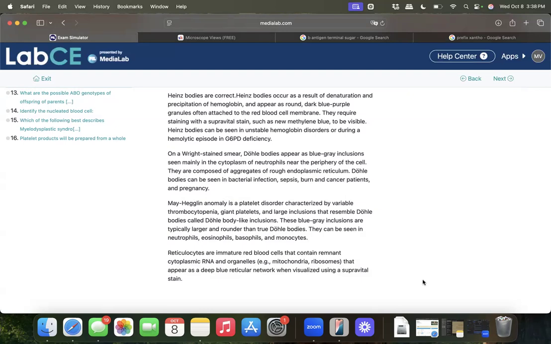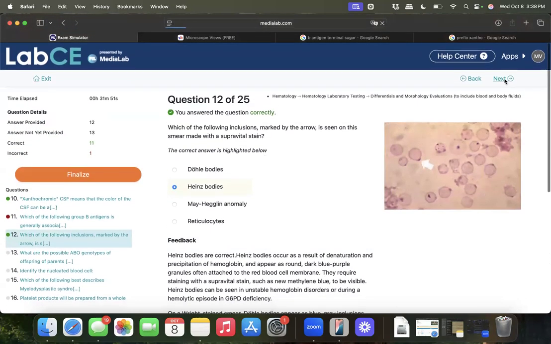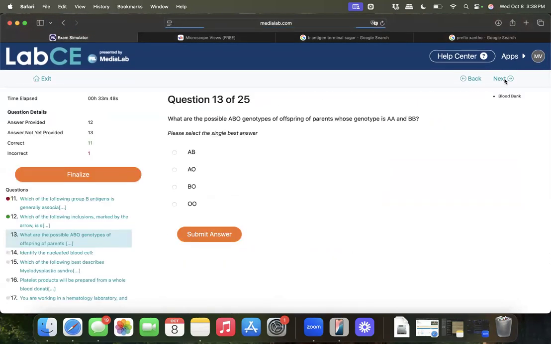Are these ASCP questions of a similar format? Yes, absolutely. Some of my students actually said that some of the study questions they got off of Lab CE and MediaLab were the exact questions they got on the ASCP exam, if not incredibly similar. These blue-gray inclusions are typically larger and rounder than true Dohle bodies. They can be seen in neutrophils, eosinophils, basophils, and monocytes. And reticulocytes, we know that they're immature red blood cells. They don't have inclusions.